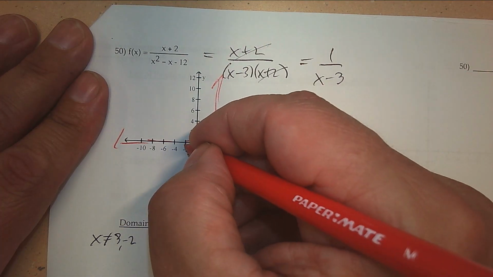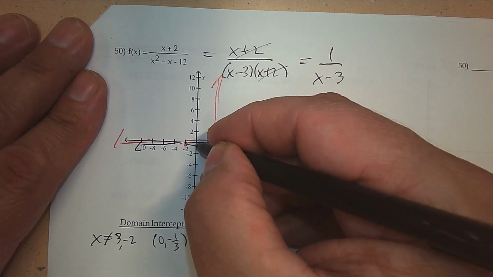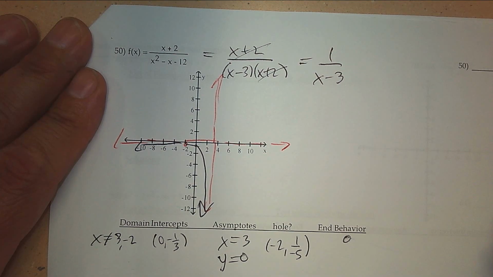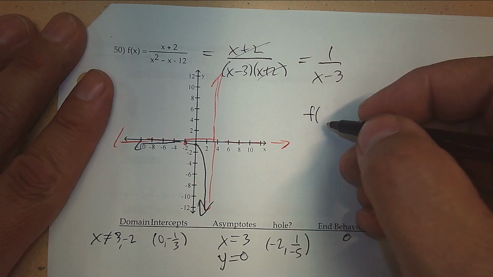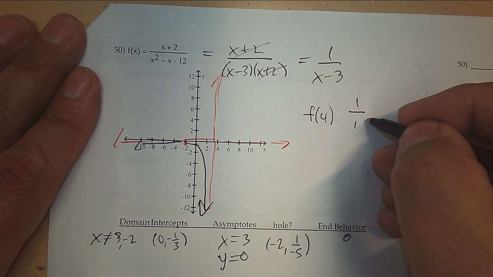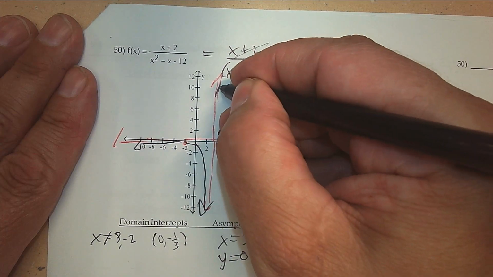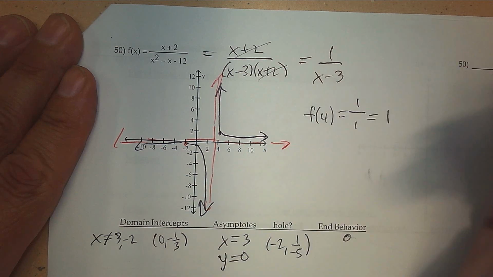So that's up here. So this side I know, and hop over the hole. So I know the behavior there. I'll plug in a number over here, like 4. So if I plug in 4, I get the answer 1. So 4, 1. So now I have something to curve through here, and you have it.